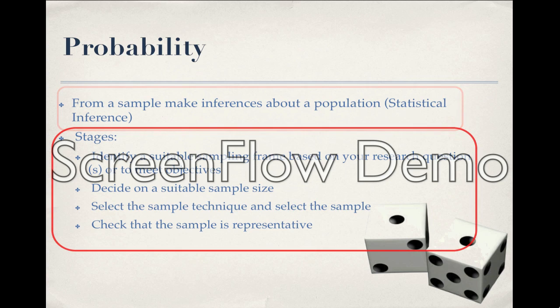So this is what you have to follow when using these techniques. You have to identify a suitable sampling frame based on your research questions to meet your objectives. Decide on a suitable sample size. Select the sampling technique and select the sample, and then check if the sample is actually representative.